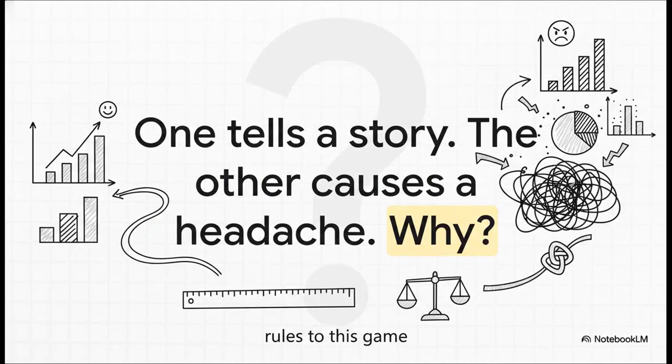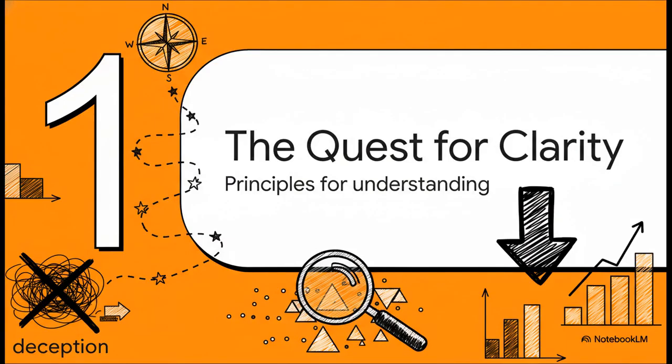So, what's the deal? Why does one chart tell a story in a split second while the other one just gives you a headache? That is the big question we're going to tackle, because believe it or not, there are actual rules to this game. And that leads us right into our quest for clarity. To make sense of this world of data, we need a map, right? A compass. We need some solid principles to guide us away from the confusing stuff and towards real understanding.